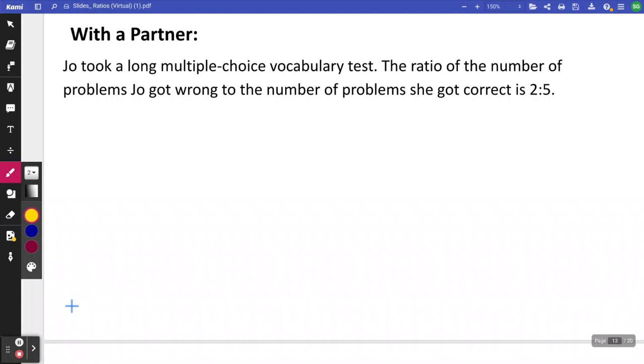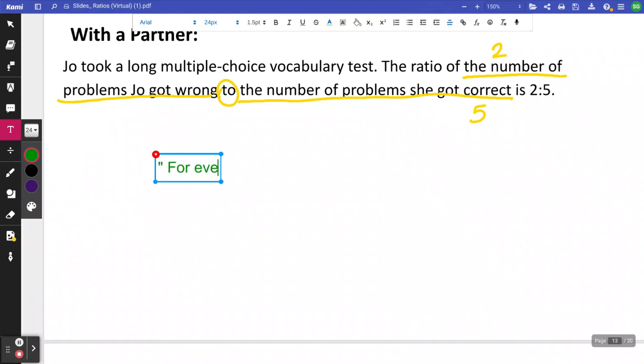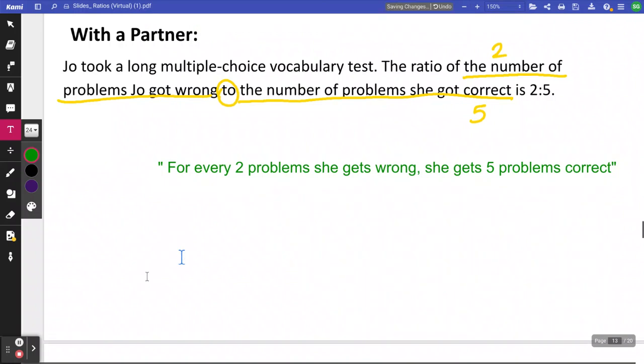The ratio of the number of problems she got wrong to the number of problems she got correct is 2 to 5. That means if she misses 2 problems, she got 5 problems correct. And I'm going to use this ratio language that we've been hearing a lot. It means for every 2 problems she gets wrong, she gets 5 problems correct. I'm saying for every 2 problems she gets wrong because we don't know how many total questions are on the test. It says it's long, but I don't know how many questions that is.